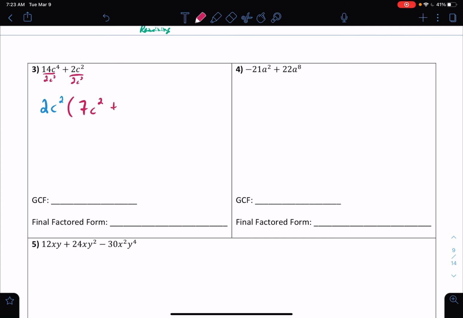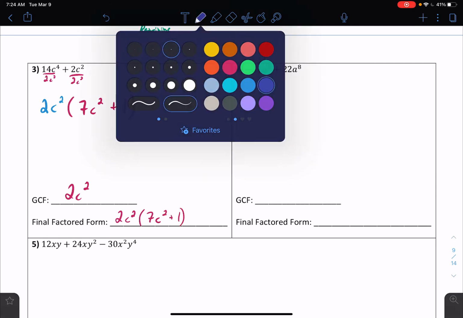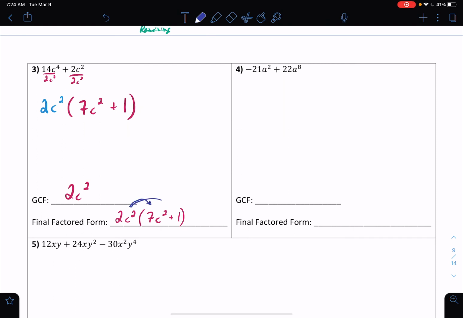Plus, notice what happens here. We've got 2c squared divided by 2c squared. The same thing on top is the same thing on the bottom. So those are both going to cancel and leave me just with 1. All right, so my greatest common factor was 2c squared, and the final factored form was 2c squared times 7c squared plus 1. And we could always, always, always check this. If I distribute this back in, I'm going to get what I started with.